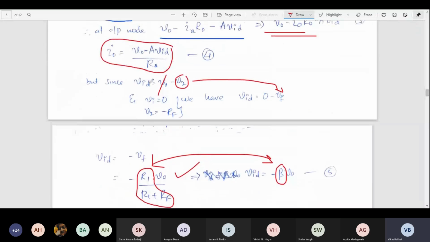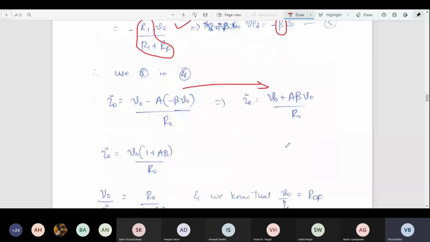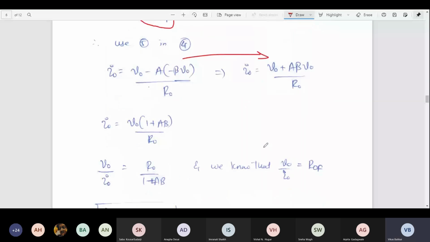And once I do the simplification, I naught is equal to V naught plus A times beta times V naught, whole divided by R naught. So this equation has resulted in this form. Now, ultimately, what I am interested in finding out over here is finally the output resistance.